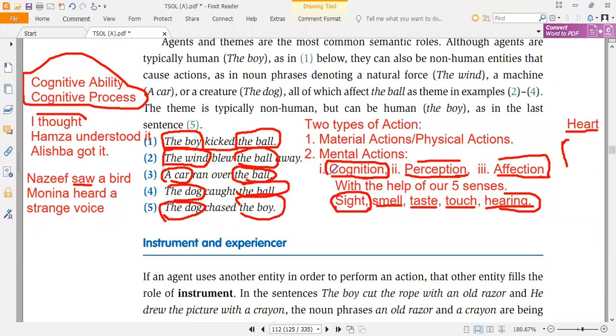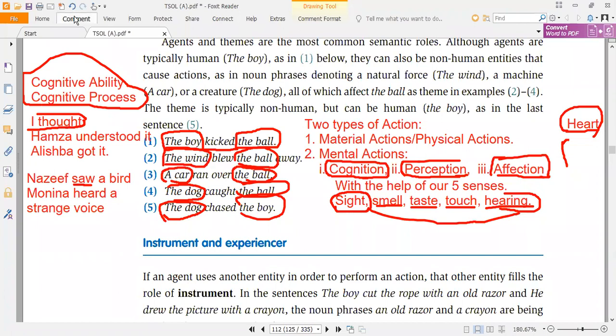So we associate cognition with our mind, thoughts, right? When we talk about perception, we associate perceptions with our five senses, like our eyes, our nose, our tongue, our skin, and our ears. And when we talk about affection, what comes to our mind is actually our heart, right?